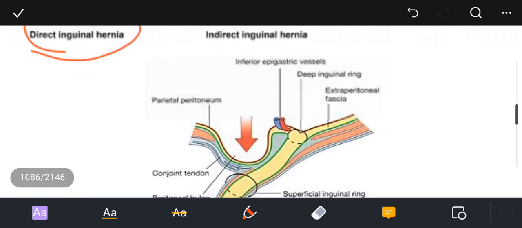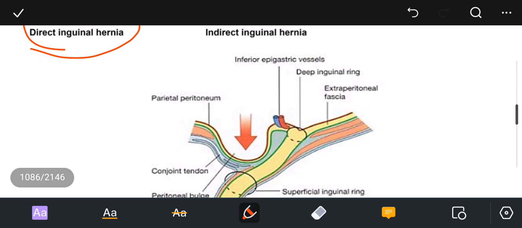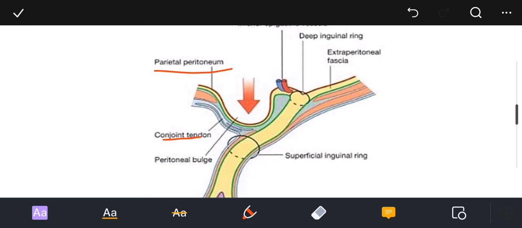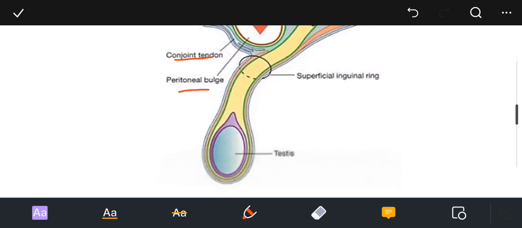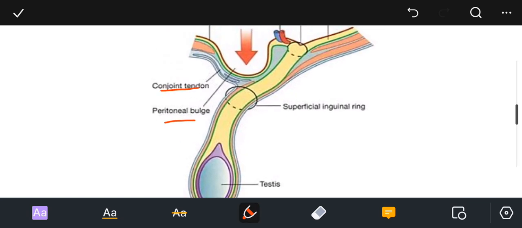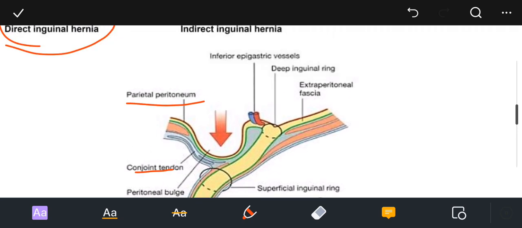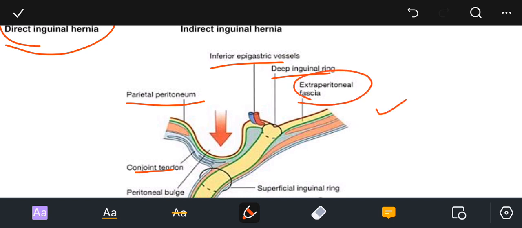Okay, they have not labeled the diagram. So here you can see that this is the parietal peritoneum, and the conjoint tendon is present over here. Then we have the peritoneal bulge, which can be formed if there is a direct inguinal hernia. Then there is the superficial inguinal ring that is present over here. The testes are over here, and then we have the inferior epigastric vessels. The deep inguinal ring is over here, and the external extraperitoneal fascia is over here. So this is the medial direction, this is the lateral direction.